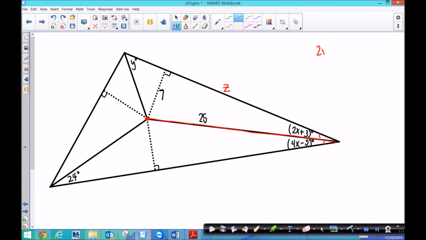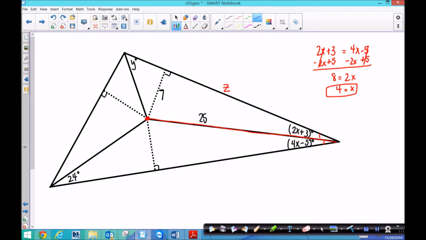So we have 2x plus 3. That's going to be equal to 4x minus 5. And so if we try and solve this for x, we can add 5 and also subtract 2. And we'll get that 2x is 8, so x is 4. Okay, and we've got x now. So we've solved for x. We are a third of the way there. So we move on to our next variable.